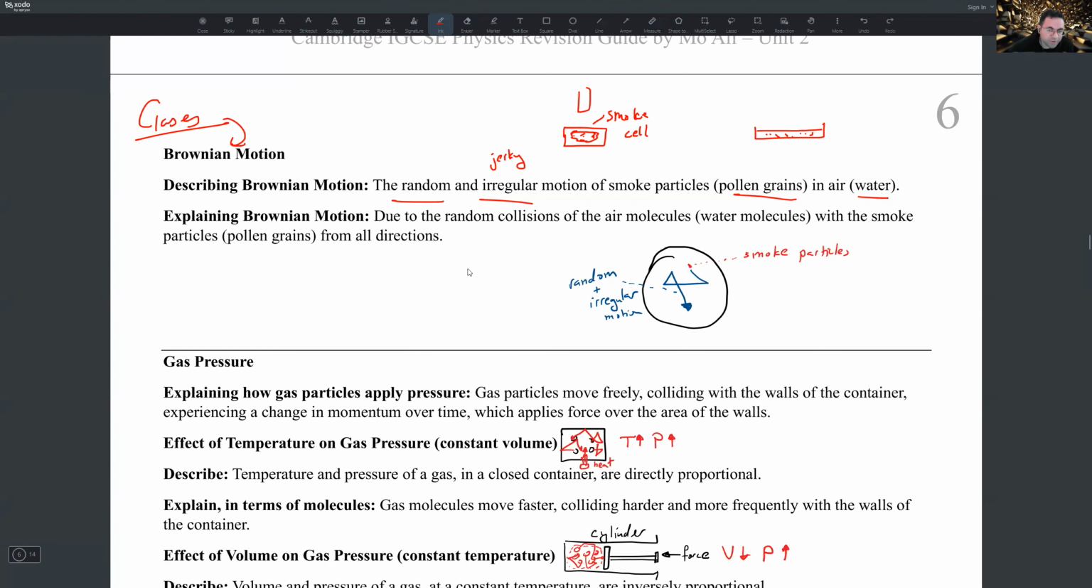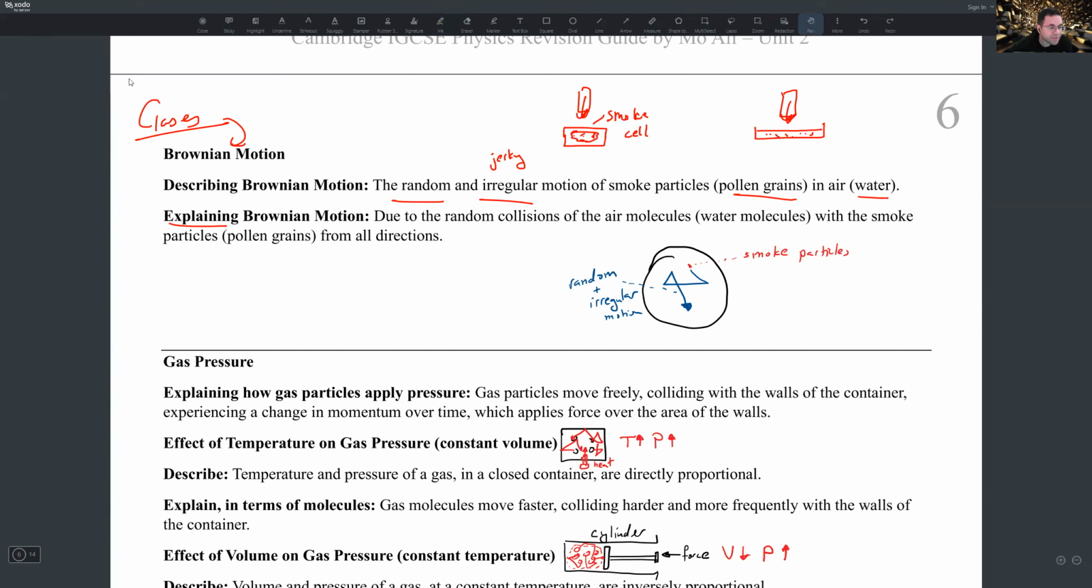Either way, when you look under a microscope and you look at both of these, you will find that the smoke particles move around random and jerky, random and irregular, like the directions don't change. Okay, good. Why? How do we explain this?